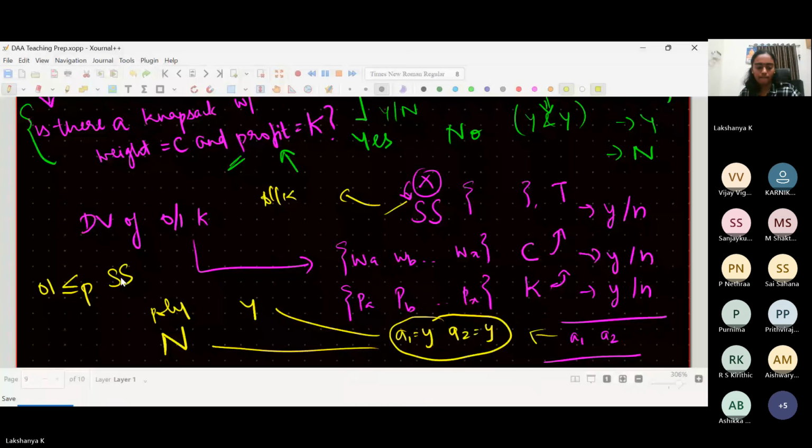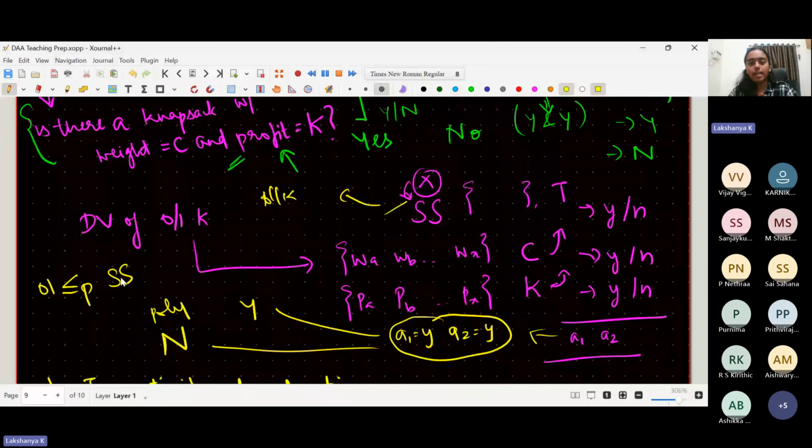Clear? Yeah. So the idea, I will quote the words my faculty used when he was teaching this topic to me. If there is a black box which can solve your problem X somehow, then using the solution for X, you can find the solution for Y in polynomial time.